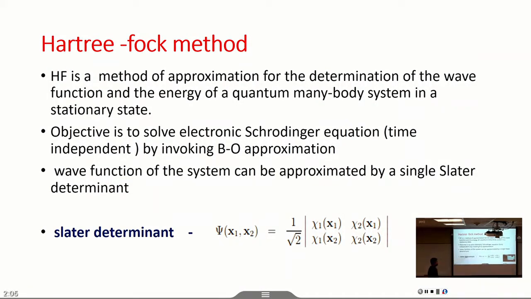Dimitri has given a good lecture about the Hartree-Fock method during the last lectures. It's basically an approximation for determination of the wave function and energy of a quantum system in a stationary state, meaning in the time independent state. The objective of the HF method is to solve the Schrodinger equation, assuming the BO, Born-Oppenheimer approximation. So the wave function of the system can be solved by using a single Slater determinant. The single Slater wave function is equal to the matrix determinant.